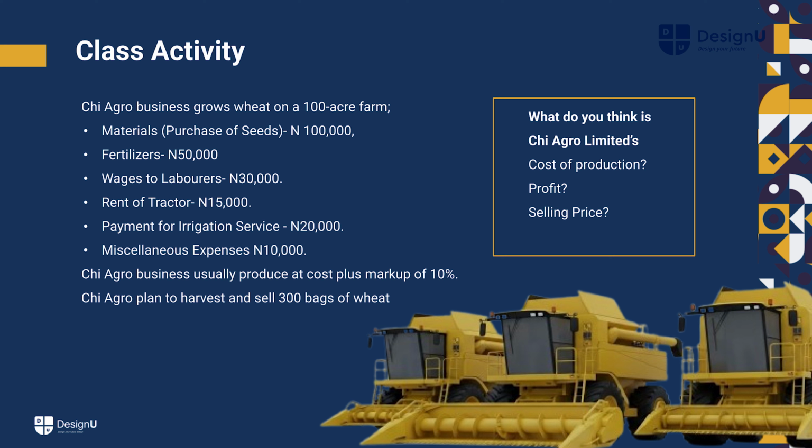Then Chi Agro business usually produces at a cost plus markup of 10%. That means they charge their profit at 10% of their cost of production. Then Chi Agro business plans to harvest and sell 300 bags of wheat. Now, what is the ask here? Determine the cost of production, the profit, and the selling price. We're just trying to implement what we have learned on how to calculate cost of production and, importantly, price. So the solution is projected.